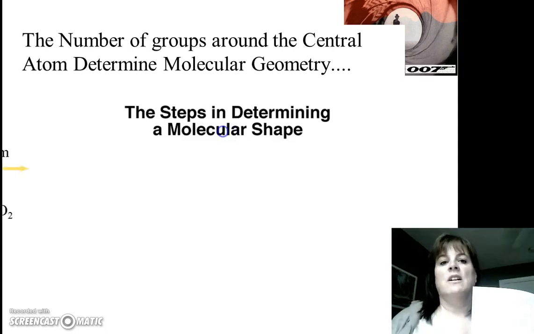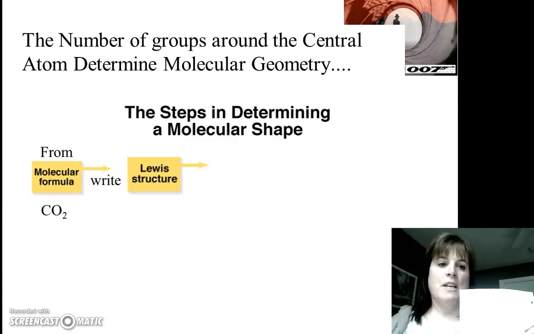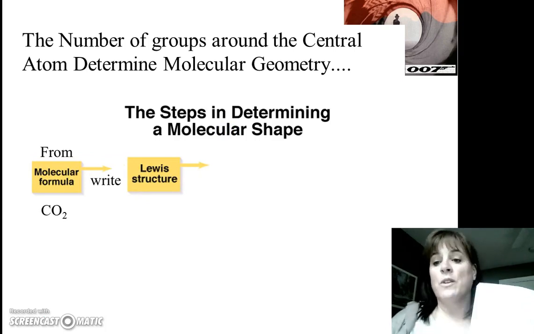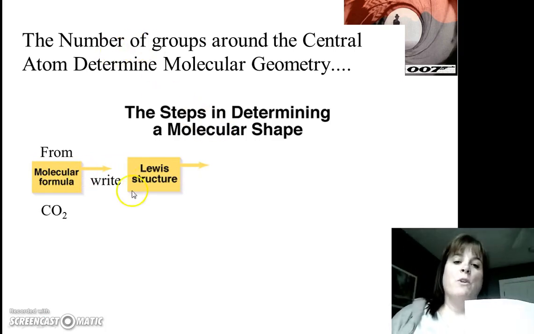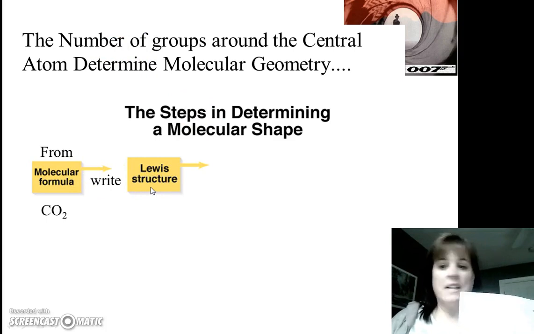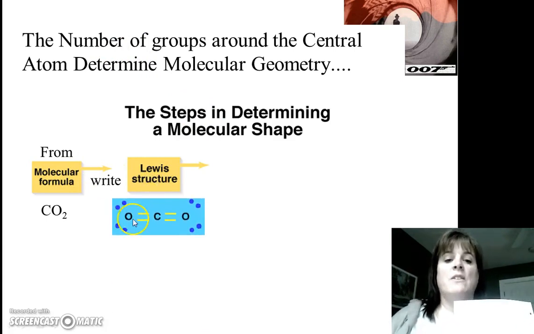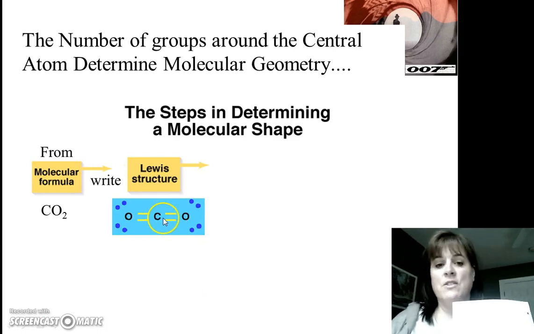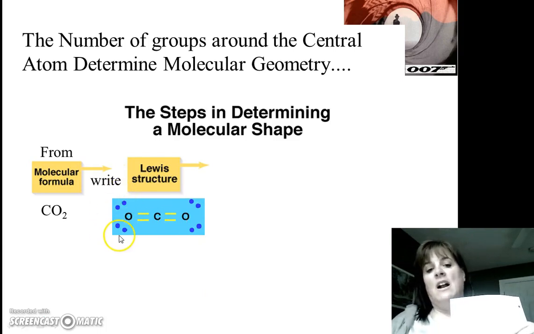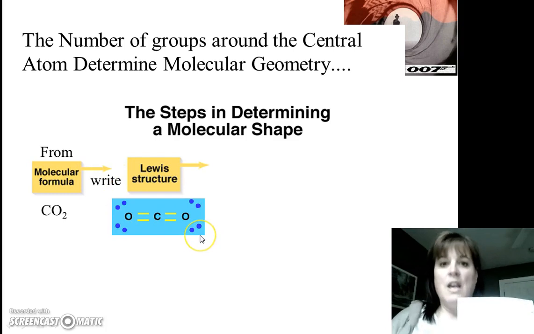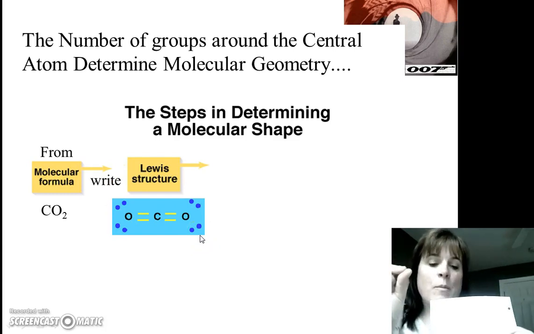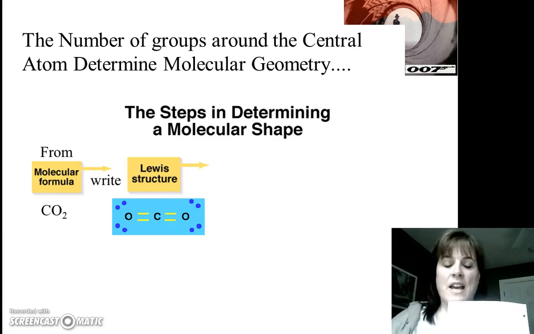So let's take a look at some steps to determine molecular shape. We're going to start with carbon dioxide. If we write the Lewis structure for carbon dioxide, which we did in our last video, it would look like this. Carbon dioxide has two double bonds on either side, and then each oxygen has two lone pairs. But it's the central atom that we care about when we're looking at geometry, not the outer atoms.